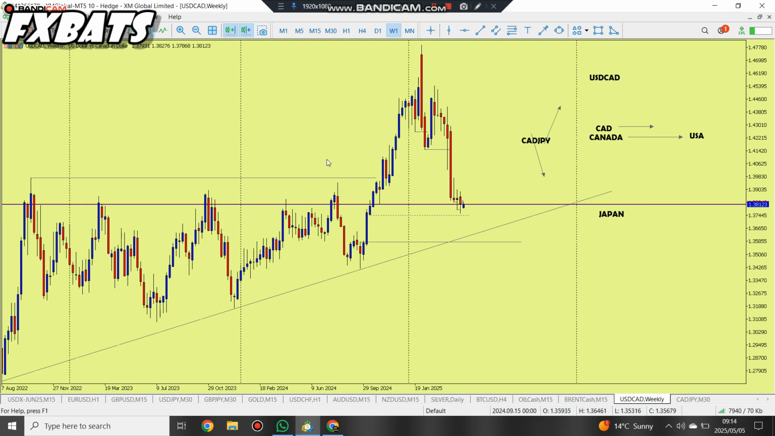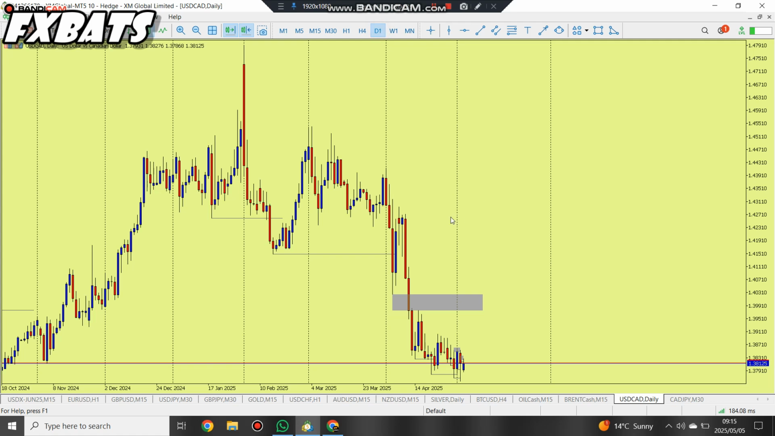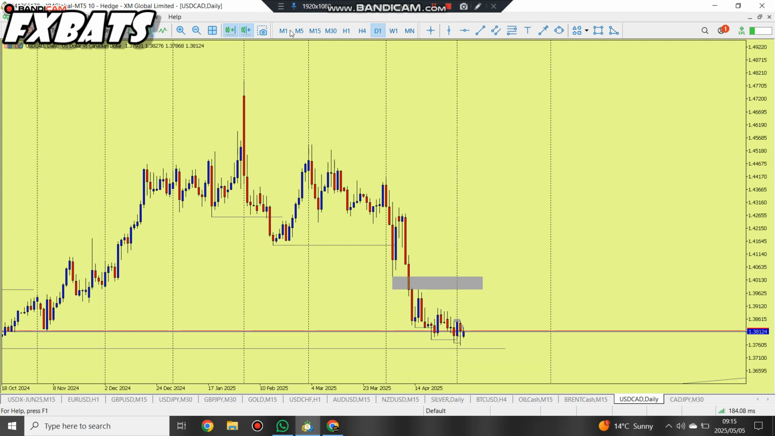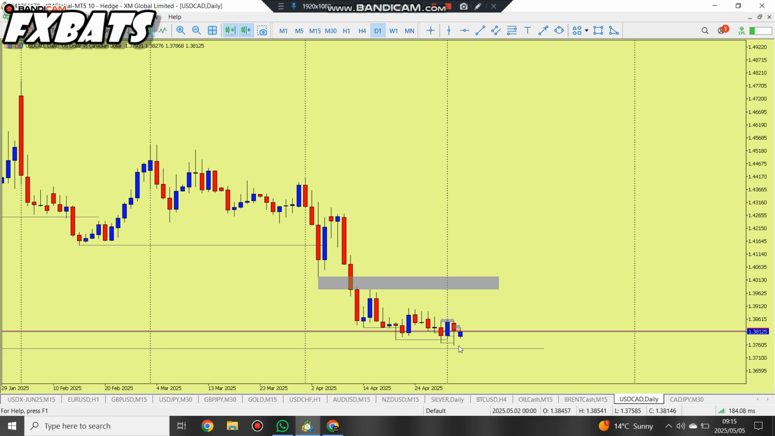This is the analysis of USD CAD. On the weekly, we could see we are bearish. This is a bearish order flow, the weekly order flow leg. When we go to the daily, we have a series of breaks of structure. Still, we could see USD CAD is going down, which means CAD has been appreciating. CAD has been strong. What does that mean?